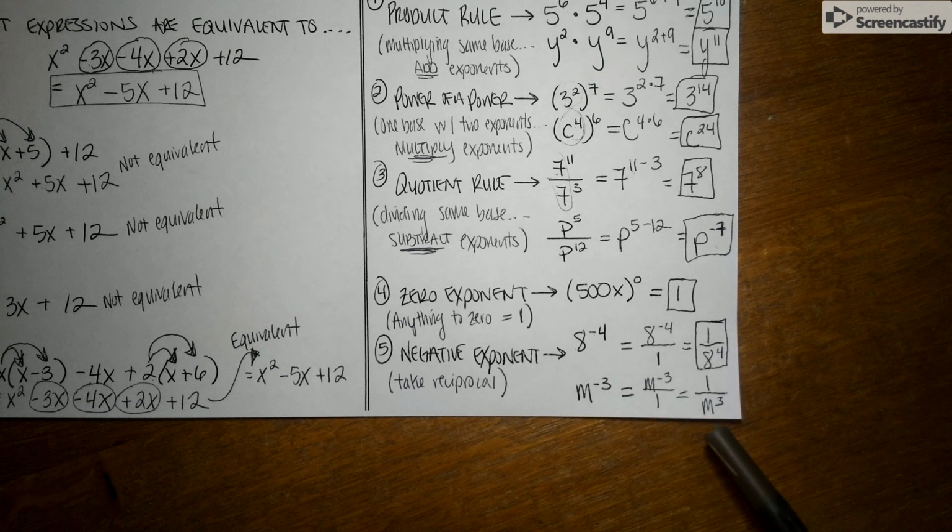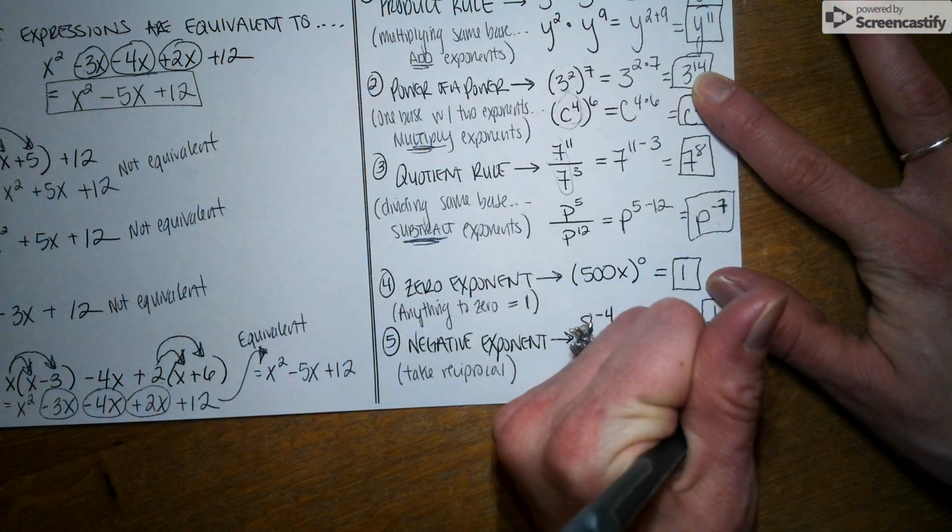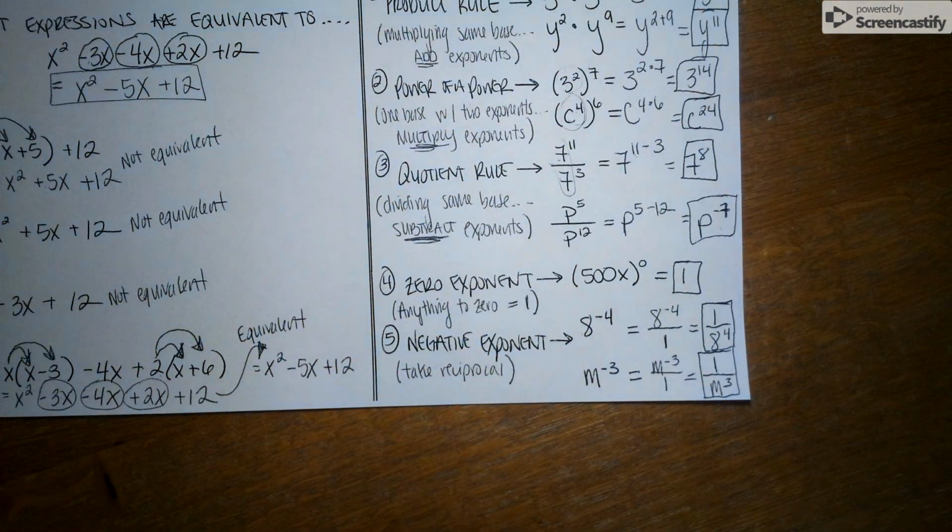Now, if m was actually a number, so let's say 3, so if in the denominator I had 3 cubed, I would take the time to figure out what 3 cubed is, because that's just simply 3 times 3 times 3, which is 27. But for right now, because we don't know what m is, this is our final simplified answer using the negative exponent.